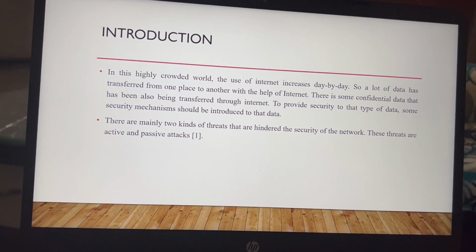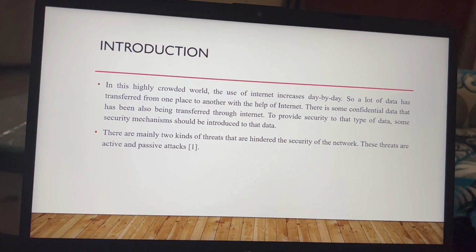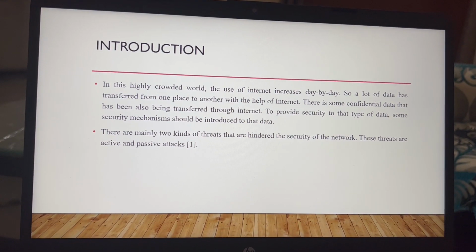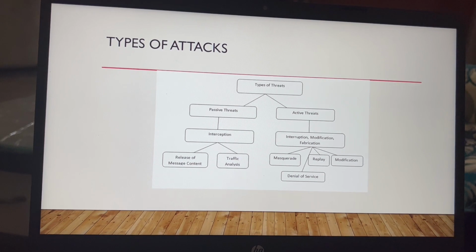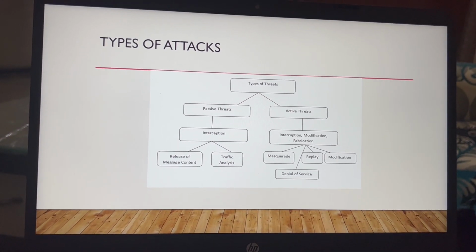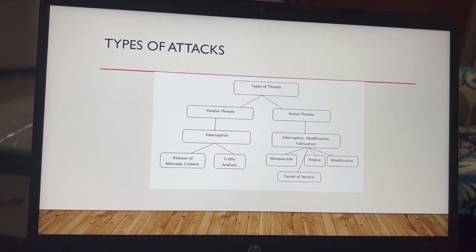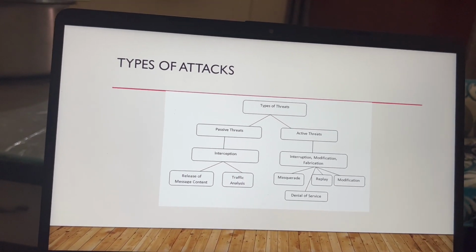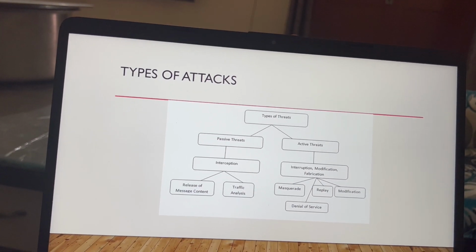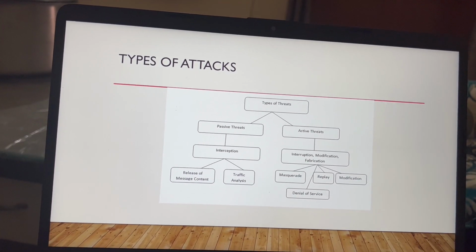There are mainly two types of threats that are faced by our data. First one is active attacks and second one is passive attacks. This diagram depicts the types of attacks that our data faces. Our first type of attack is active attack. In active attack, the intruder hacks the data and changes the contents of the data.